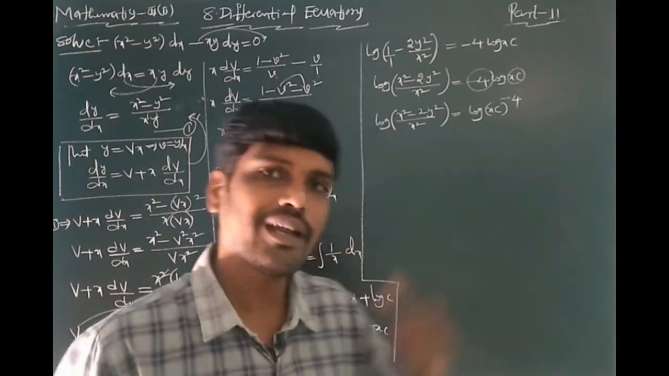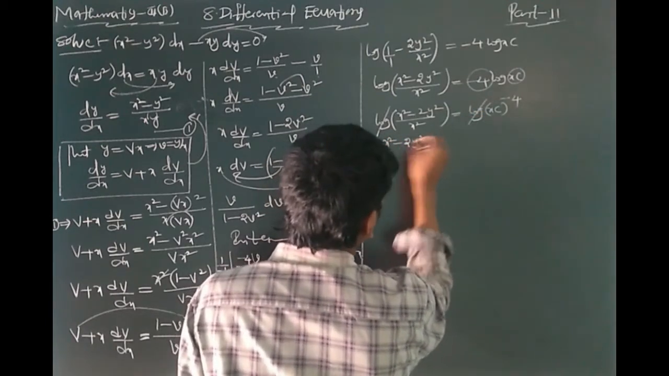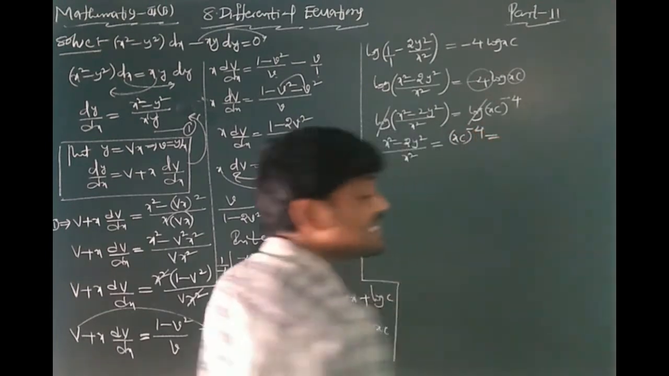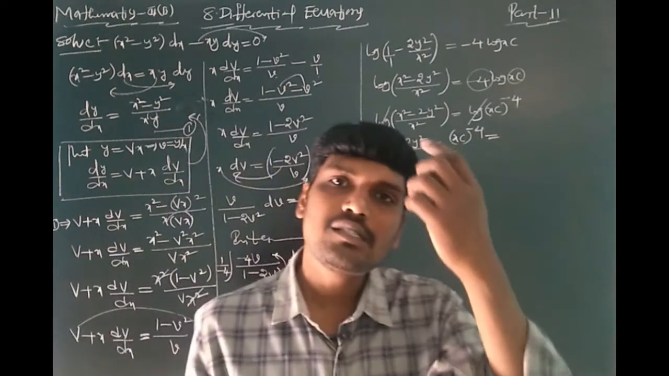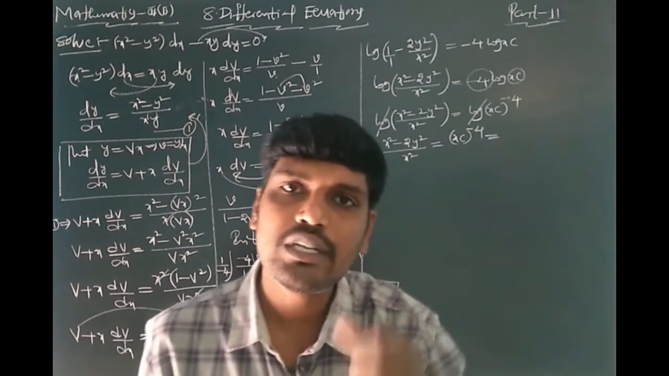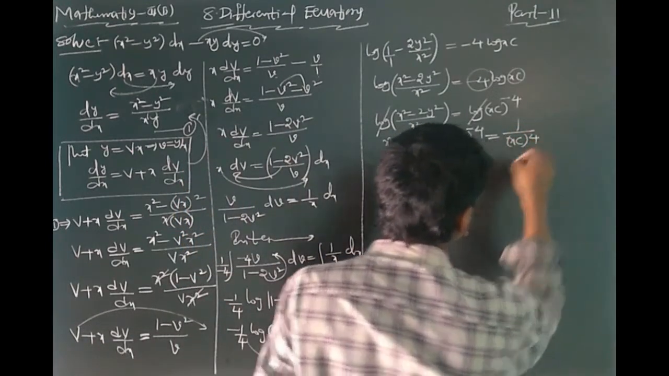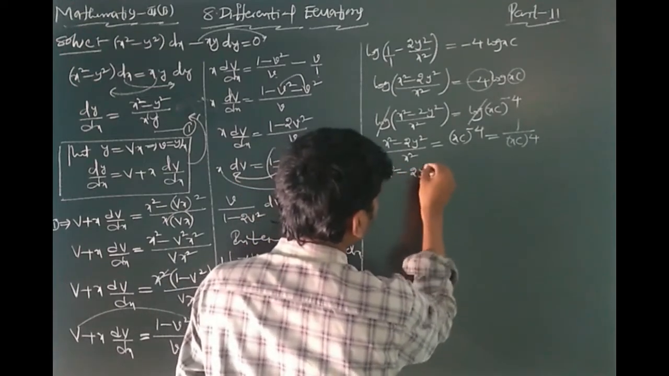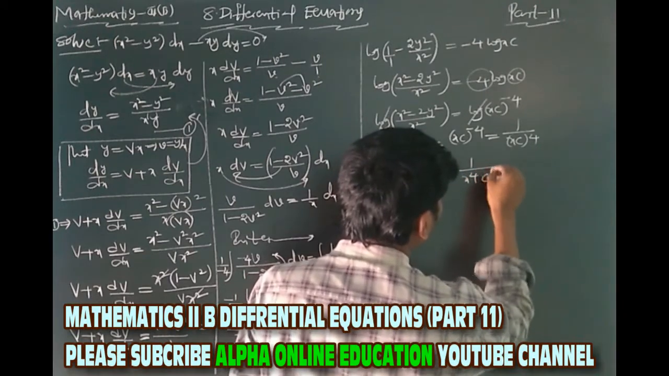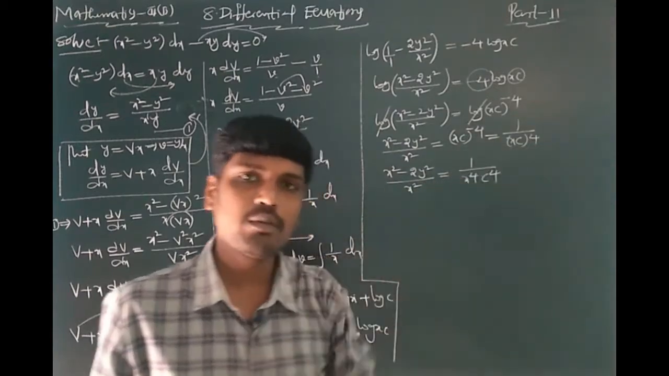We know that formula. You can write here log whole cancel. x square minus 2y square by x square is equal to xc all power minus 4. xc all power minus 4, nothing but this is numerator. Numerator power having negative, that numerator goes to denominator power having positive. That's why this one is 1 by xc all power 4. x square minus 2y square by x square is equal to 1 by x power 4 into c power 4. Understood or not? ab whole power m is nothing but a power m into b power m.